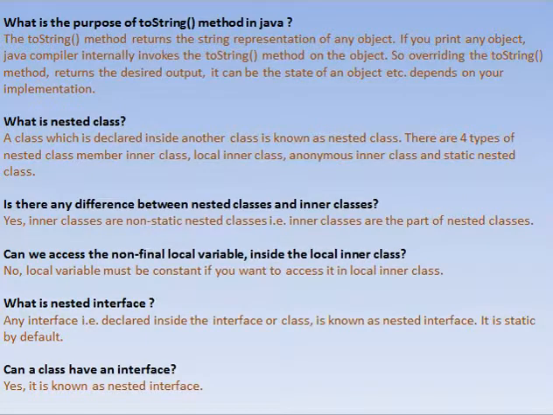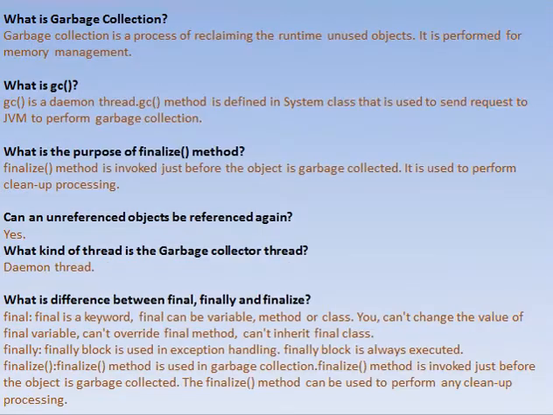What is nested interface? Any interface that is declared inside the interface or class is known as nested interface. It is static by default. Can a class have an interface? Yes, it is known as nested interface. What is garbage collection? Garbage collection is a process of reclaiming the runtime unused objects. It is performed for memory management. What is gc? gc is a method defined in system class that is used to send request to JVM to perform garbage collection.